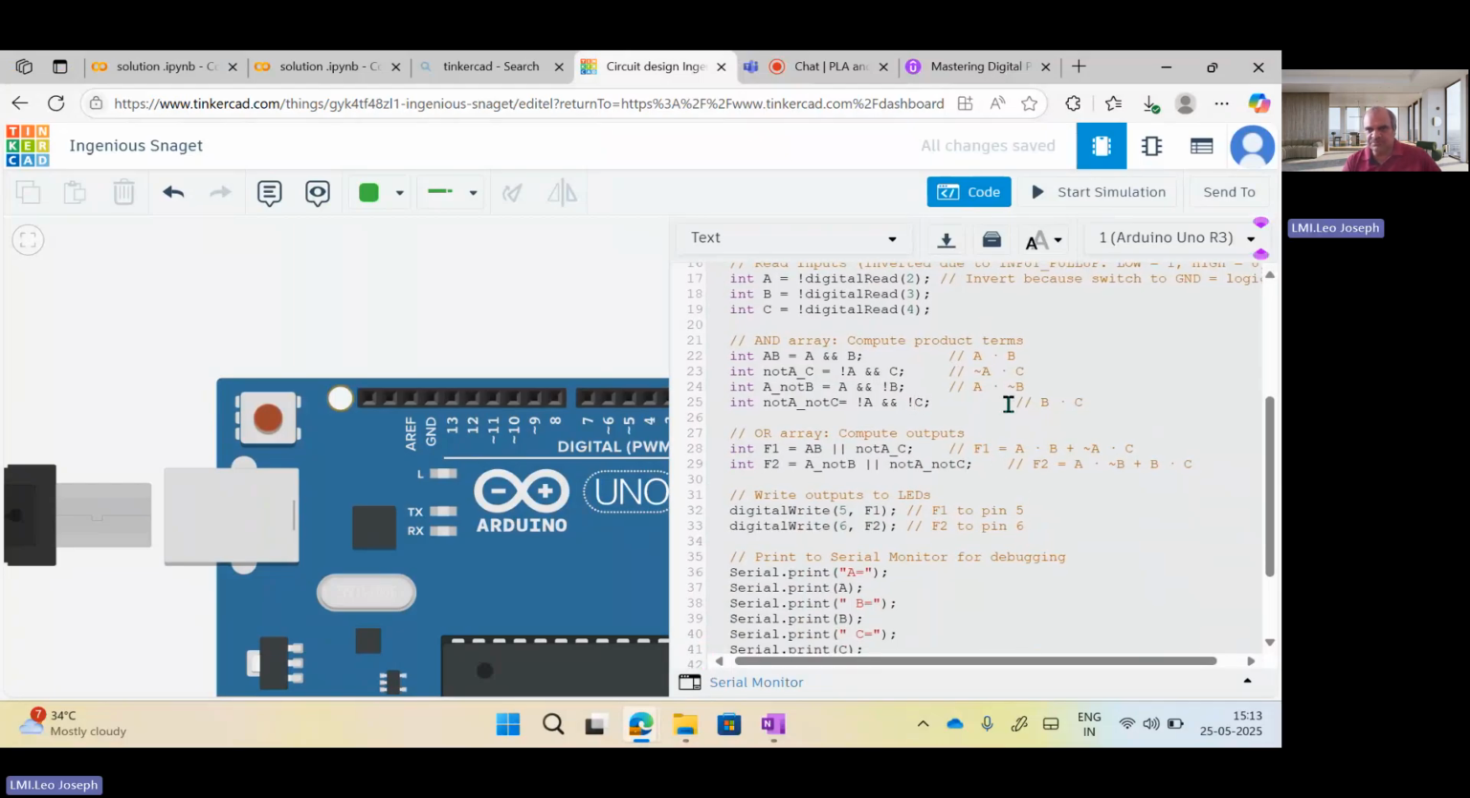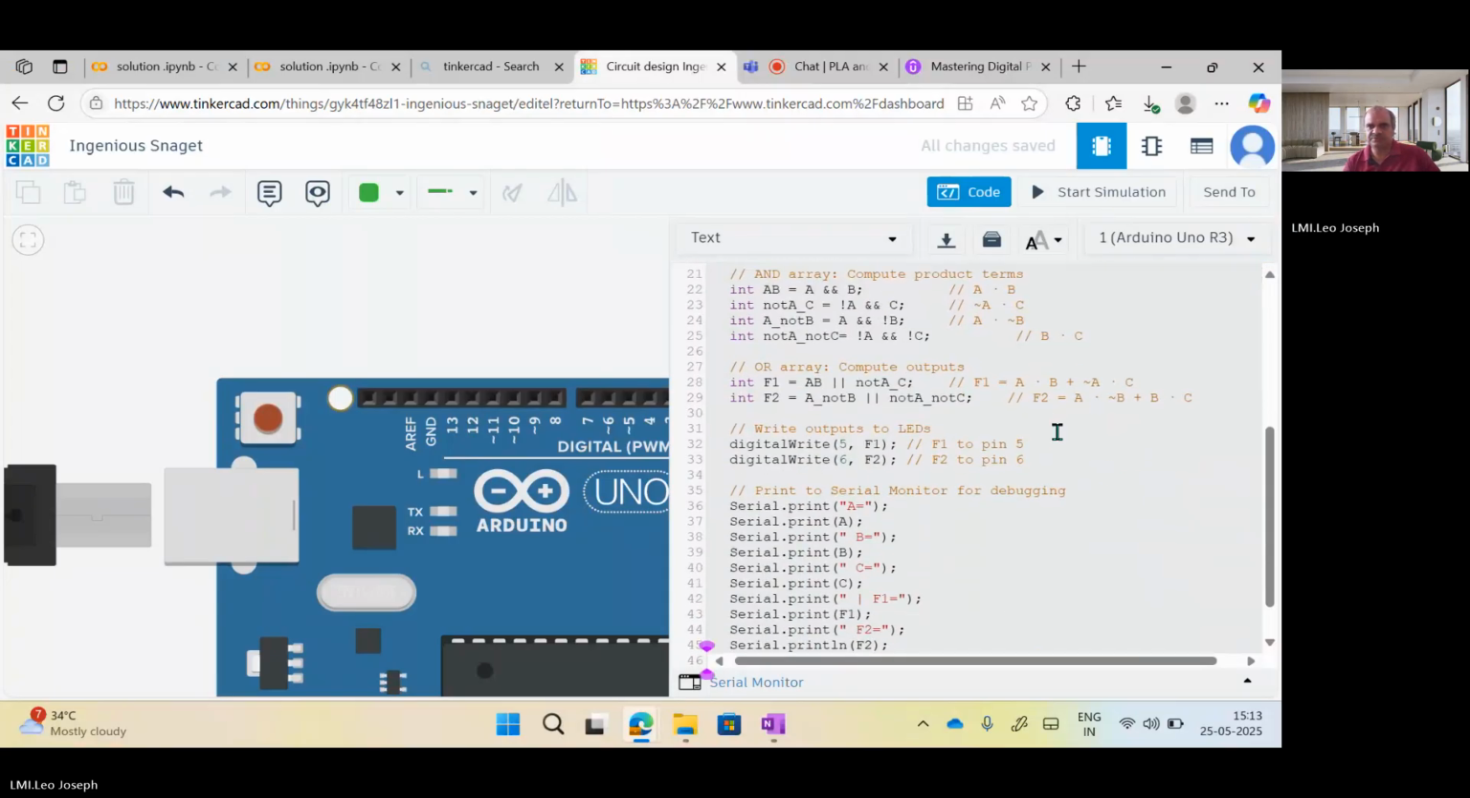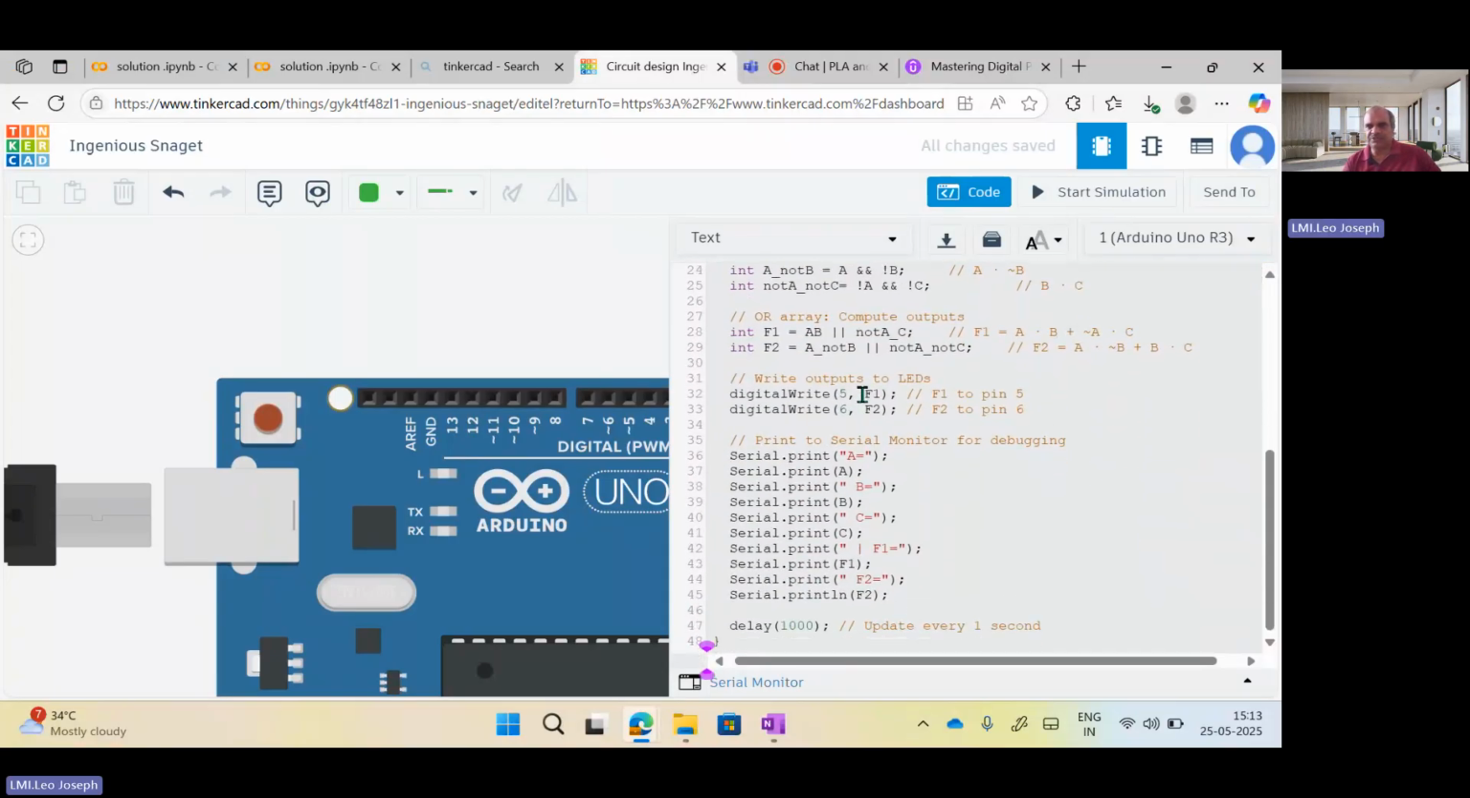This double and symbol, and totally we are adding all these things, and the or symbol. And then digital write of 5, F1, 6, F2, all the things are okay. And delay 1000 means we can realize the output like that. 1 second is 1000 milliseconds, so the serial monitor will wait and print the next thing. That's the only reason I am introducing delay. So now the program is over.